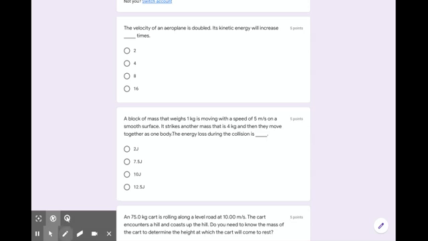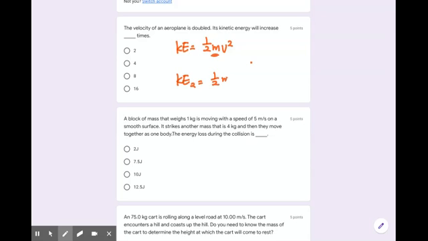KE is half mv squared. Obviously, mass doesn't change. It says the velocity doubles. So our new kinetic energy, KE second, is half m, double velocity 2v squared, is half m 4v squared. 4v squared, sorry. So compare the original kinetic energy to your new kinetic energy. What's more? 4. So it's 4 times more.